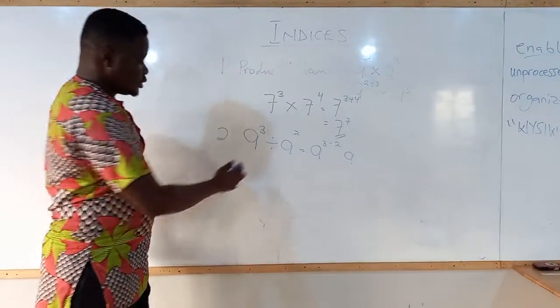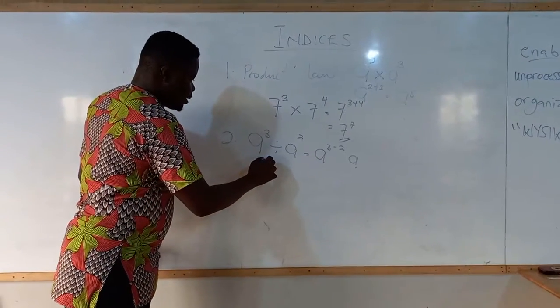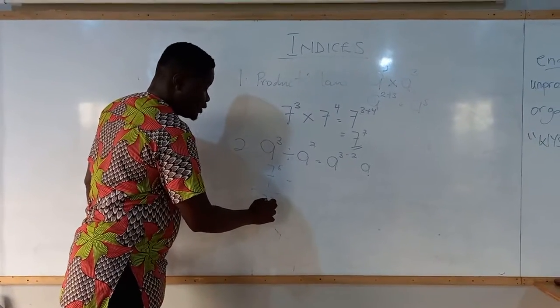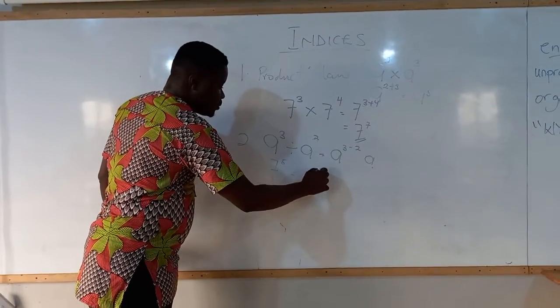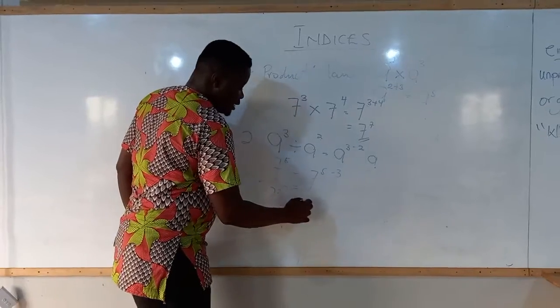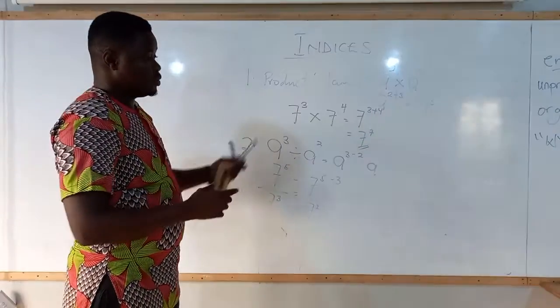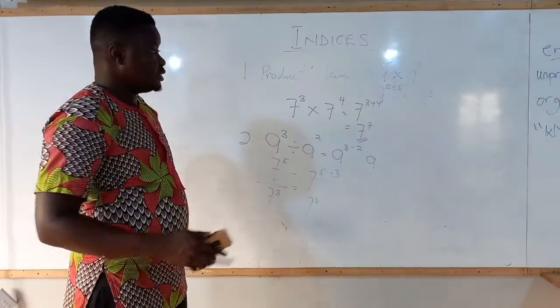An example is 7 raised to the power 5 over 7 raised to the power 3. This will give us 7 raised to the power 5 minus 3, and the answer is 7 raised to the power 2. So this is the second law of indices.